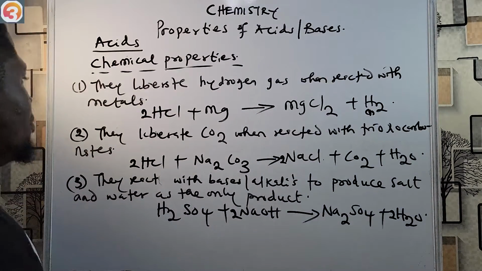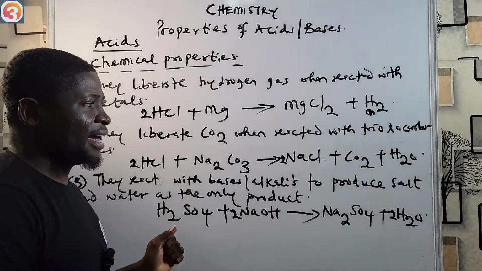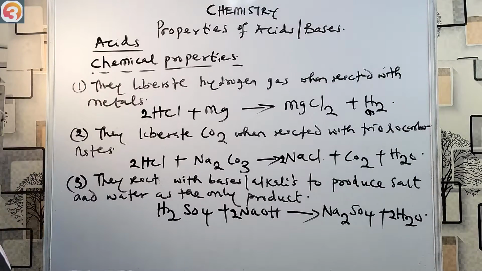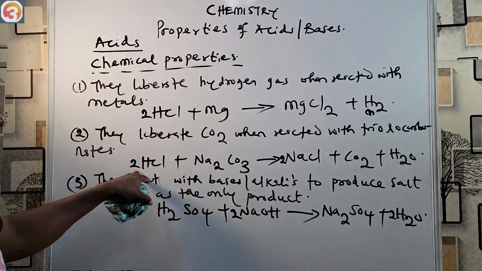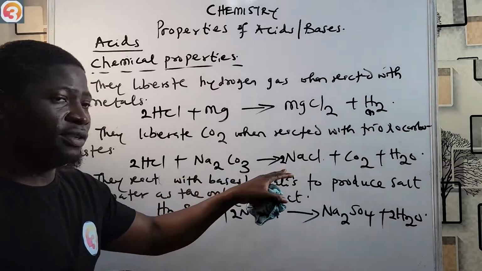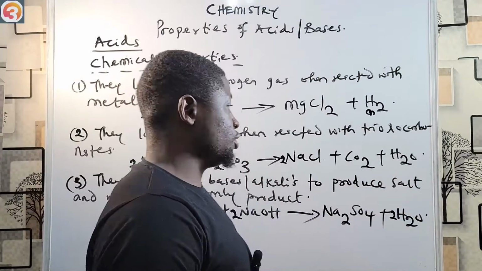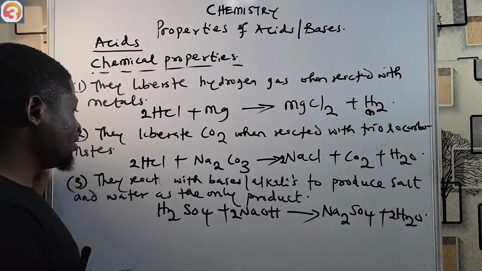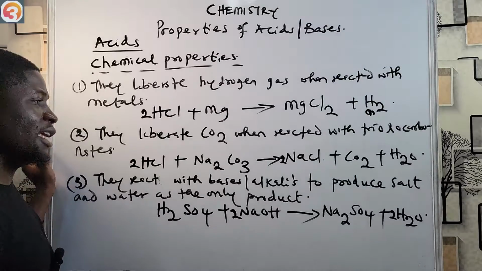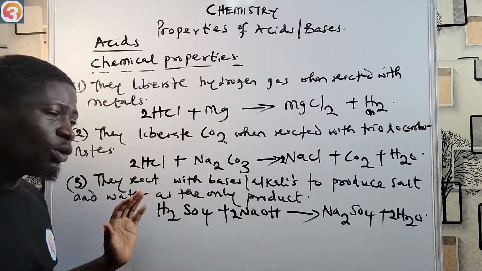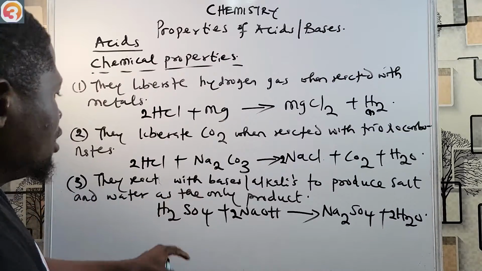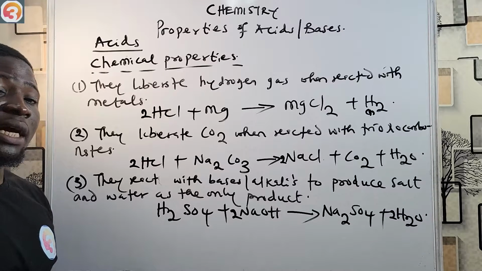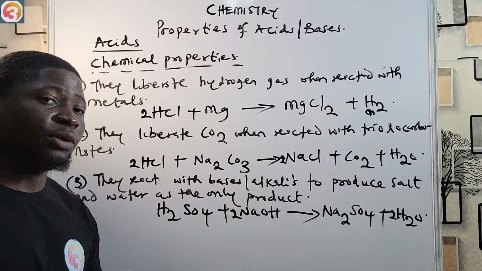Now, 2. They liberate CO2 when reacted with carbonates. So I'm going to have 2HCl plus Na2CO3 giving 2 NaCl plus CO2 plus H2O. Now, of course, number 3, they react with bases or alkalis to produce salt and water as the only product. That is H2SO4 plus 2 NaOH, giving Na2SO4 plus 2H2O.